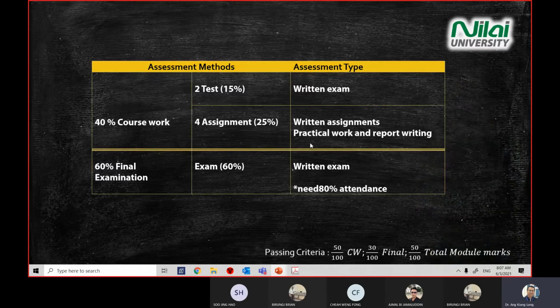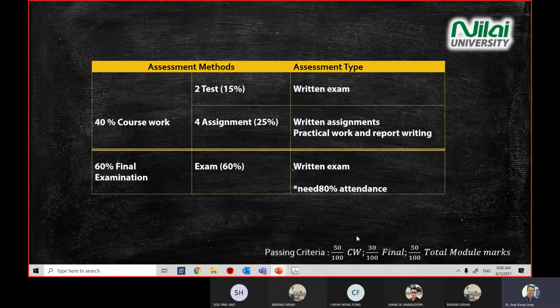Okay, this is the course structure that I already briefed you on Monday. So we have 40, 60. We will have either 1 test or 2 tests, depending on your performance. And then we'll have about 4 assignments, but maybe we only have 2 assignments, right? And then exam 60%. You need 80% attendance to sit for the final exam, yeah?